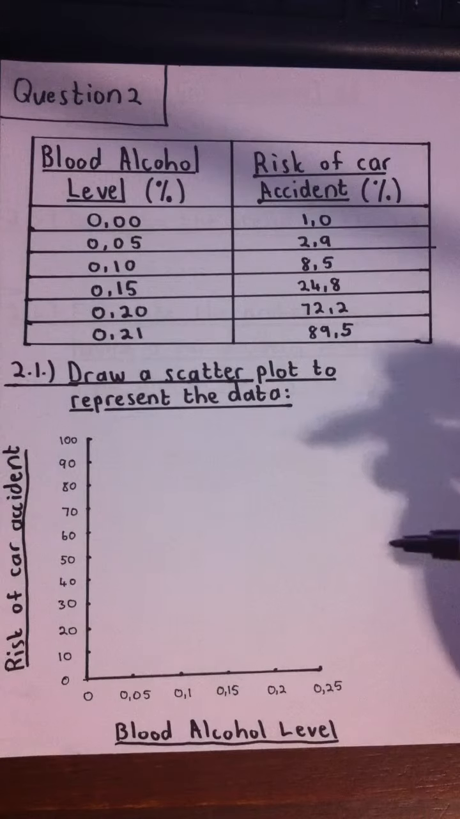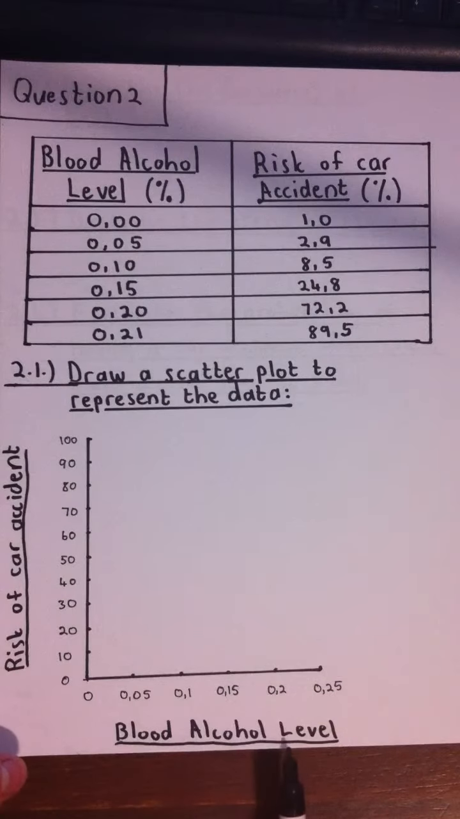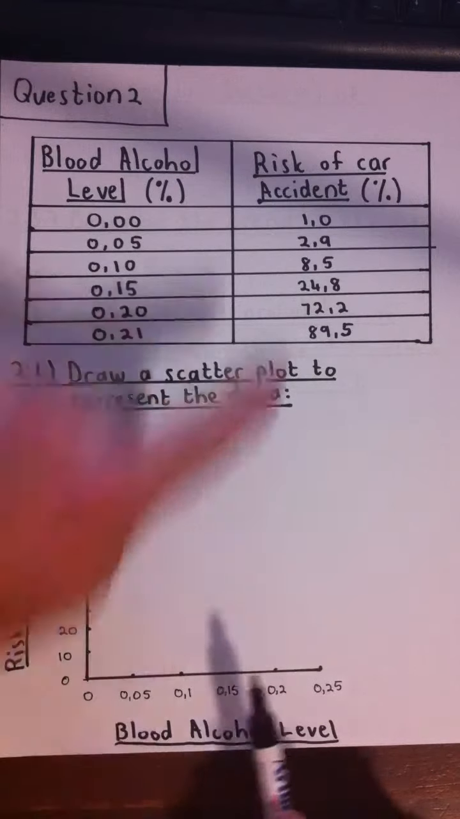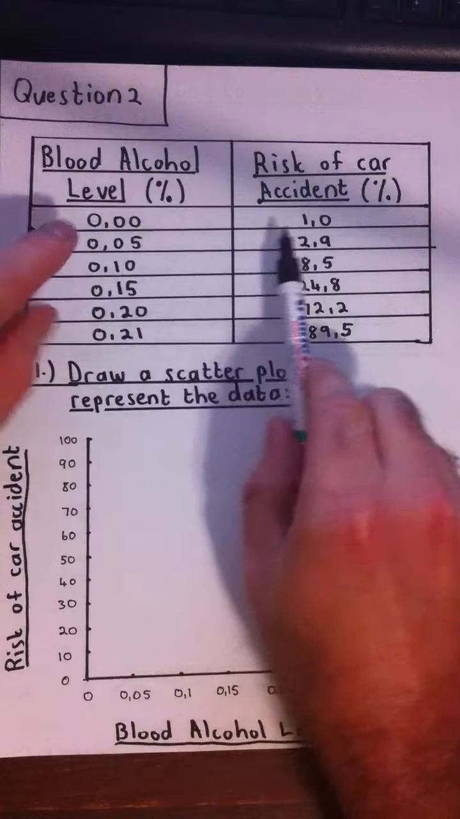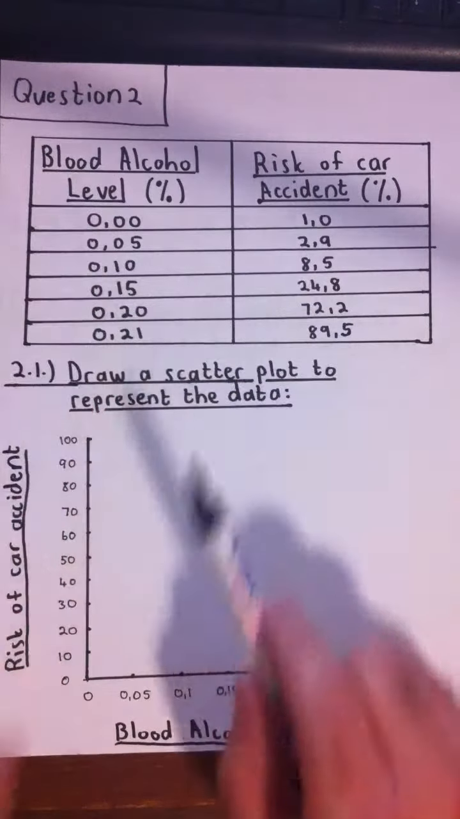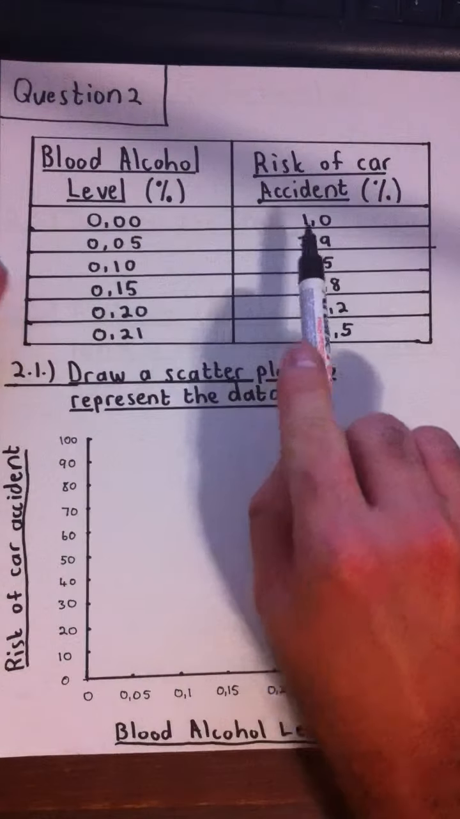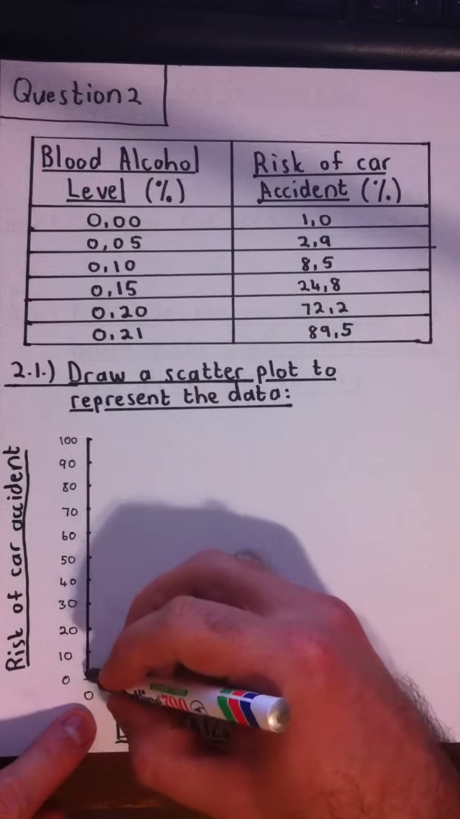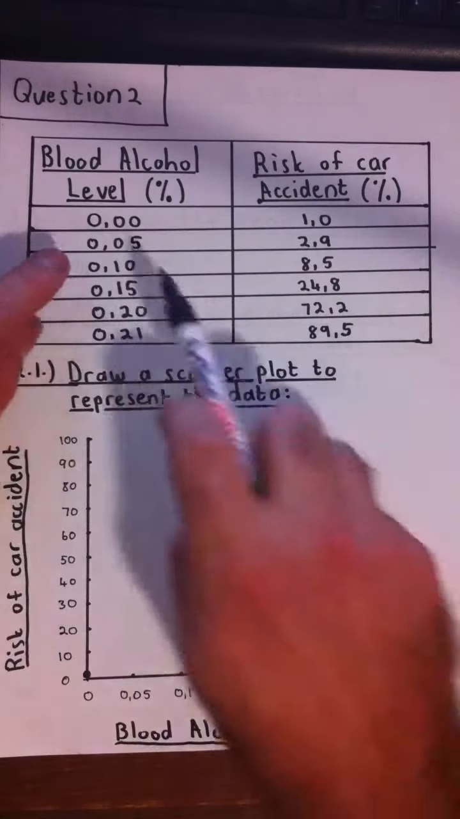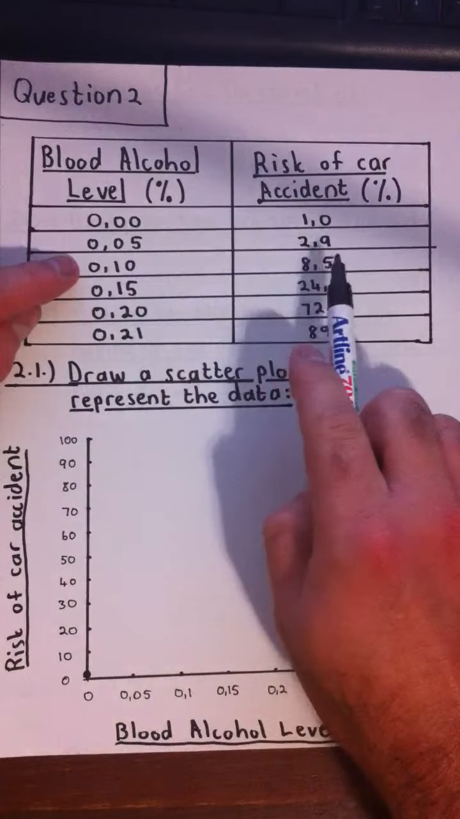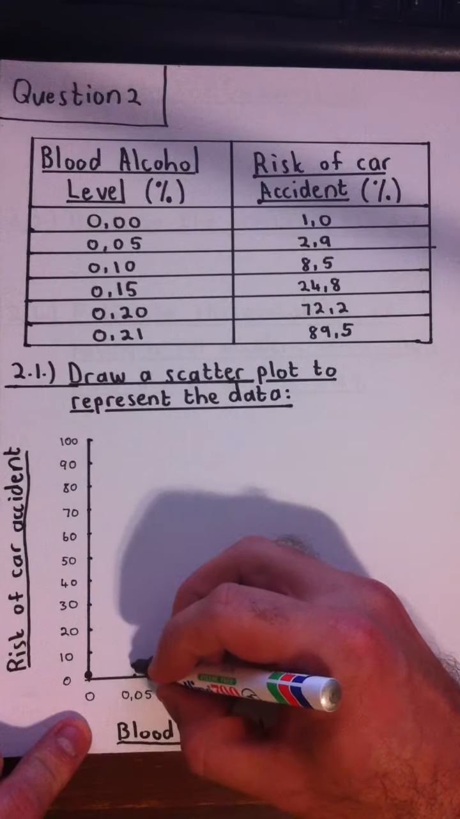Again, I'm just going to draw a rough sketch here. So we'll say blood alcohol levels are the x-axis at the bottom and risk of car accident on the y-axis. So that just means these values here make up different coordinates. Our first coordinate would be 0 and 1. Let's draw that one in there. Second coordinate would be 0.05 and 2.9.